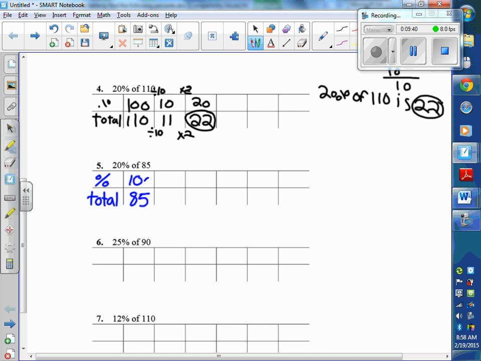So talk to us, Jessica. Okay, so the percent is 100 and the total is 85. And then I know that 20 goes into 100 five times, so I just divided it by 5. Which is okay too. She didn't choose to go to 10%. It's good to see different methods.